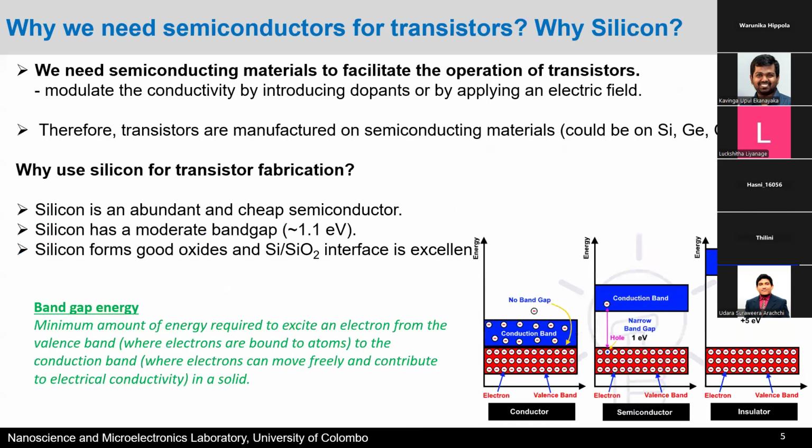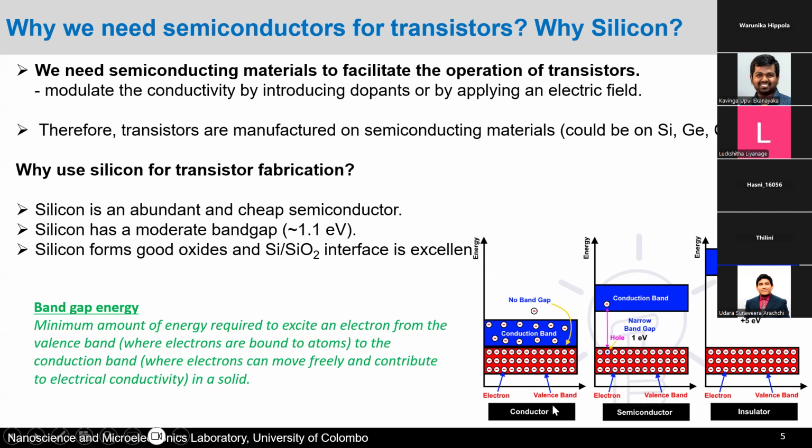So why do we need semiconducting materials for the transistors, and why silicon, right? We need semiconducting materials to facilitate the operation of transistors, because in the transistors we are trying to modulate the conductivity either by introducing certain other materials, such as dopants, as we call them, or by applying an electric field, right?